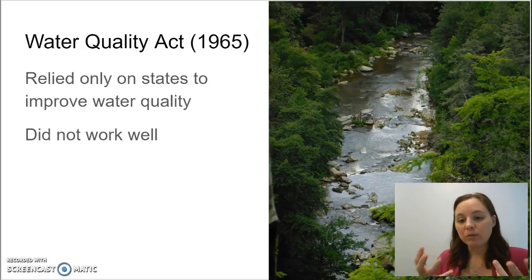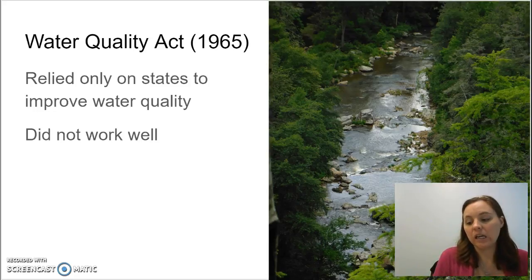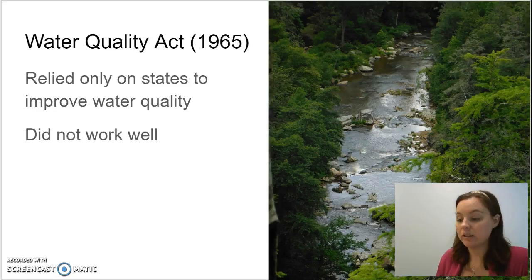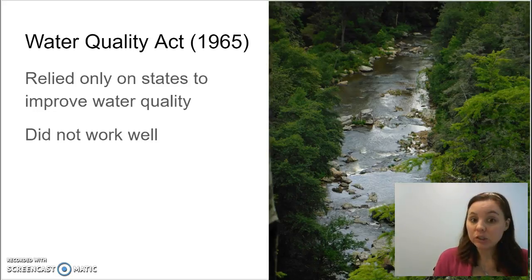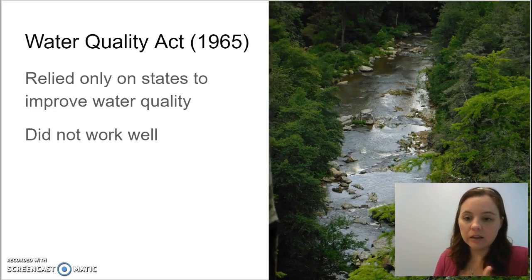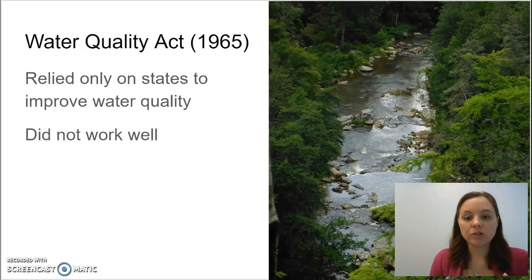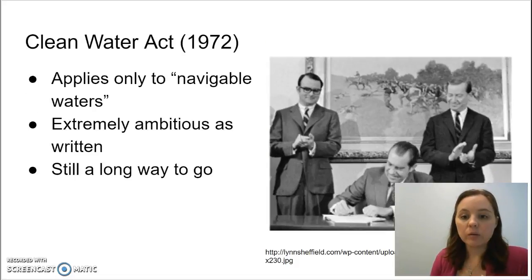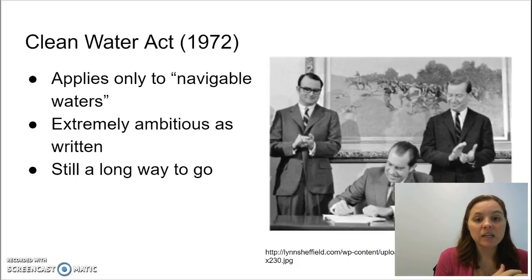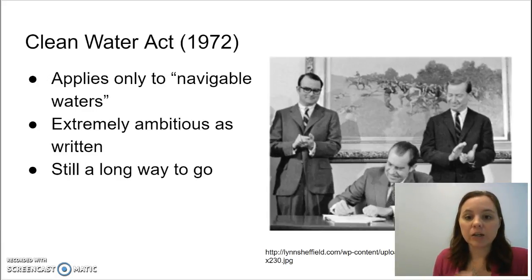Most notably, probably the biggest thing that stuck in the minds of the American people was in 1969, the Cuyahoga River in Cleveland, Ohio caught on fire because it was so polluted. Also in 1970, the Clean Air Act was enacted, and that was one of the first major environmental laws. Coming off of the success of that, Congress decided to go with the Clean Water Act. It's a lot different from the Clean Air Act. In 1972, it was passed. Here's a picture of Nixon signing it.